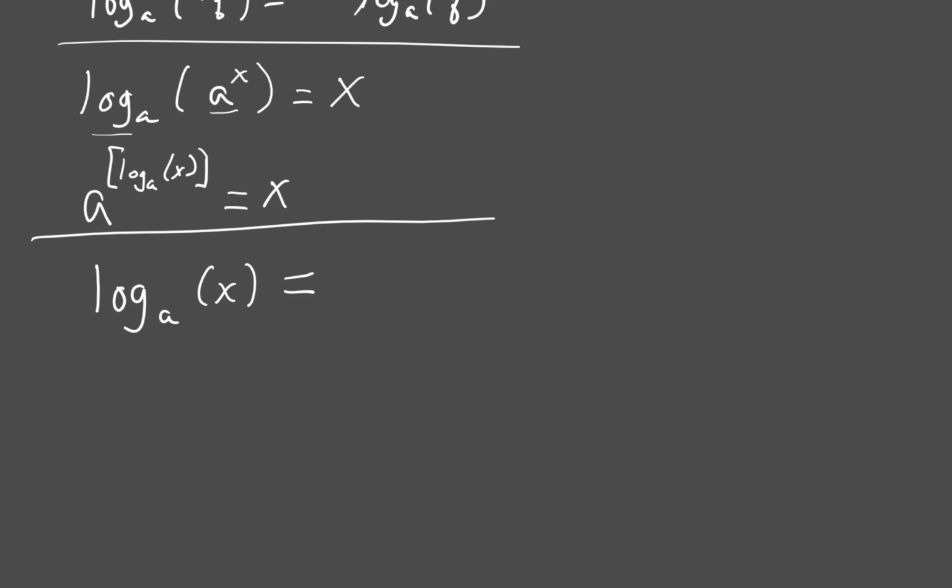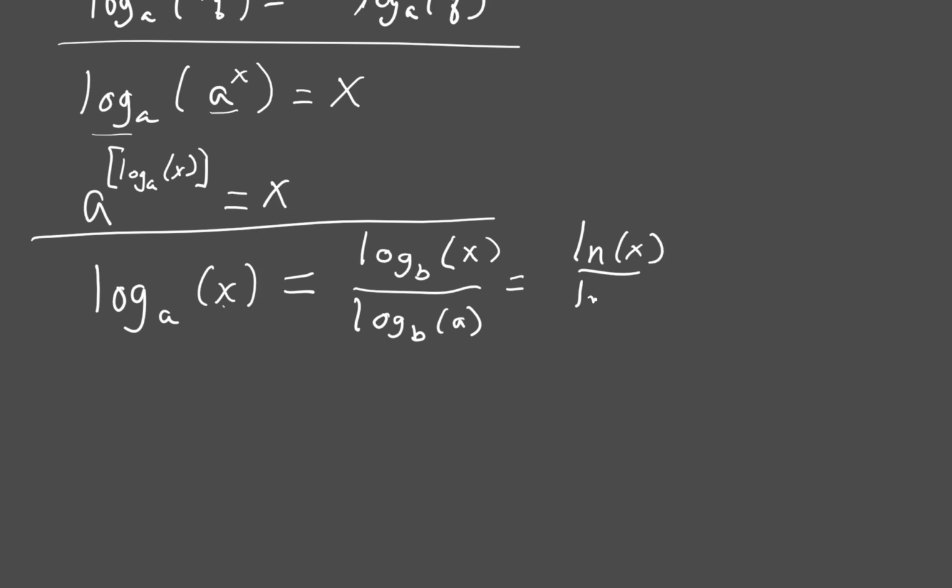So there's a general change of base form where I can change to base b. I do base b of the original input that I wanted, and I divide by base b of the original base. So that's my change of base form. So if I wanted to use the calculator, I could go ln of x over ln of a to get log base a of x, or I could do the capital log, which is base 10, right? Log base 10 of x over log base 10 of a.